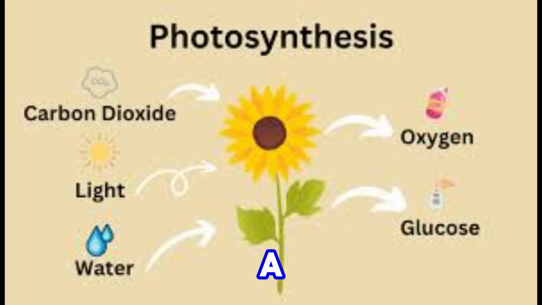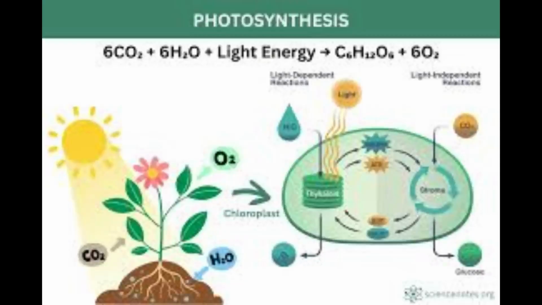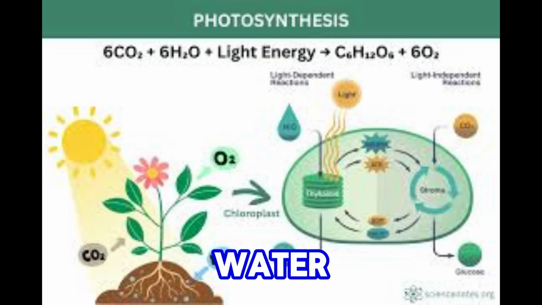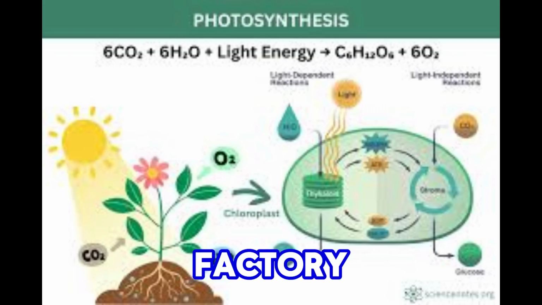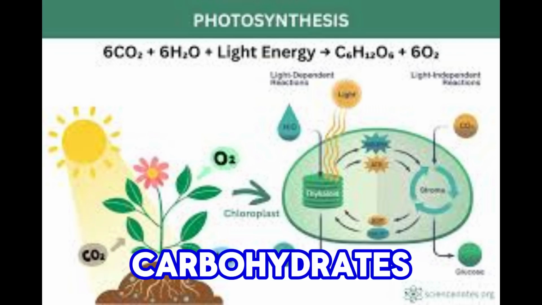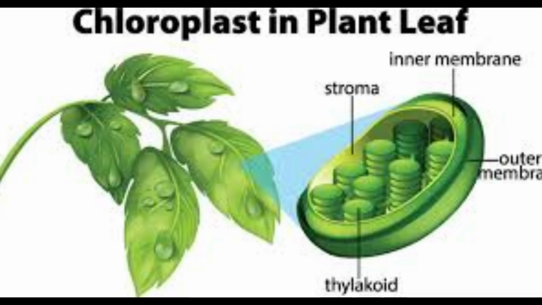Think of a plant as a solar-powered factory. The sun is the power source. Carbon dioxide and water are the raw materials. The chloroplast is the factory. And carbohydrates are among the major products.